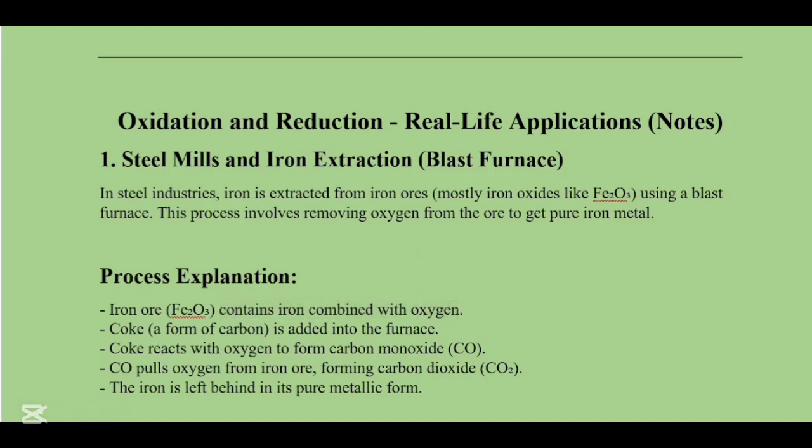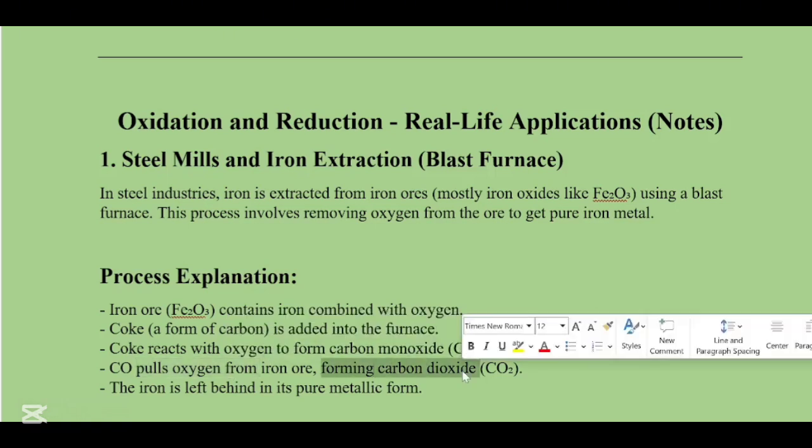As you can see in this molecular formula, Fe, which is basically iron, has 2 atoms, and oxygen has 3 atoms. So this is the iron ore. Now coke is a form of carbon, or you can say coal. It is added into the blast furnace, and the coke reacts with oxygen to form carbon monoxide. Then the carbon monoxide pulls the oxygen from the iron ore, which forms carbon dioxide.